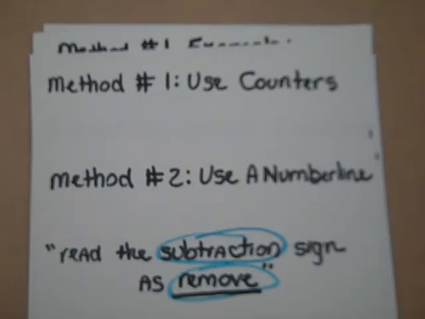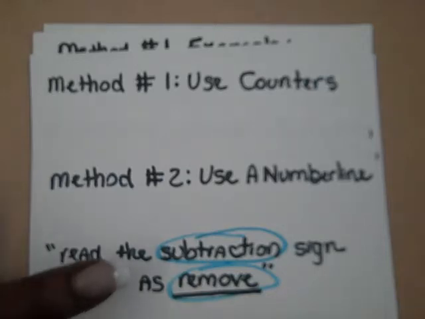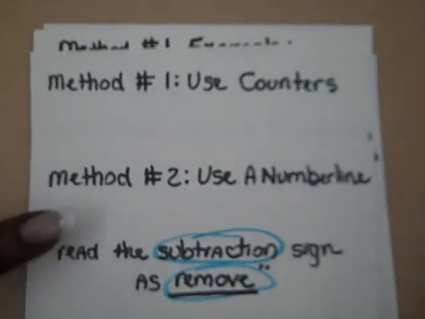The second method that we're going to discuss today is using a number line to model subtraction. For both of these methods, it's important to know how to read the subtraction sign. Instead of reading it minus or take away, it might be helpful when you see a subtraction sign to use the word remove when modeling.